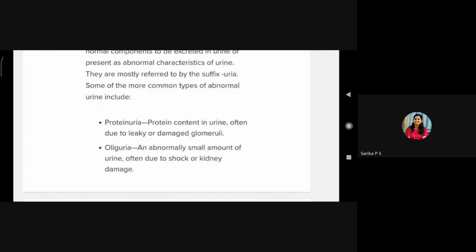Next is oliguria, an abnormally small amount of urine, often due to shock or kidney damage. So due to any abnormal condition, if urine is not coming properly and only a small amount of urine is coming out, that condition is known as oliguria. That may be due to shock or kidney damage.